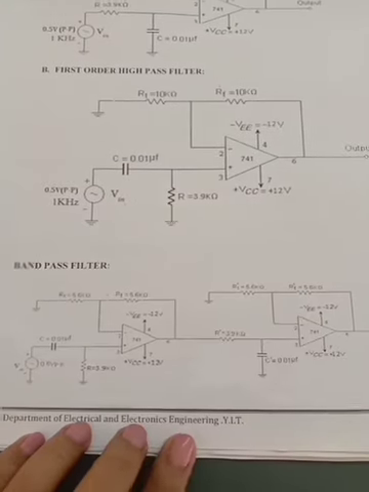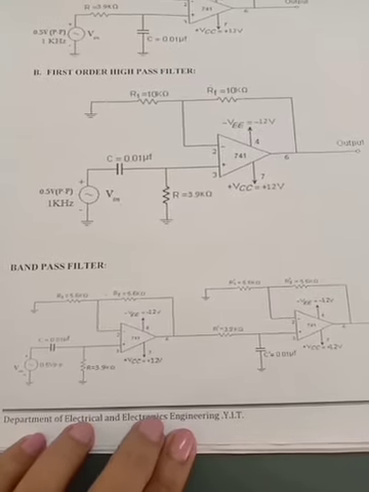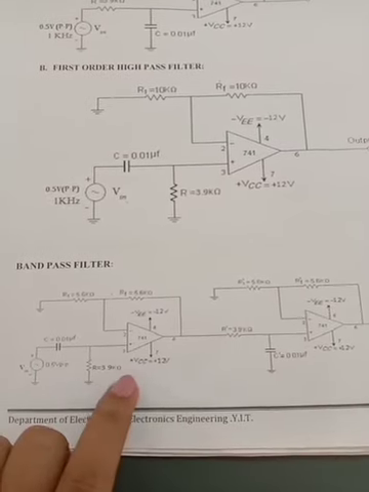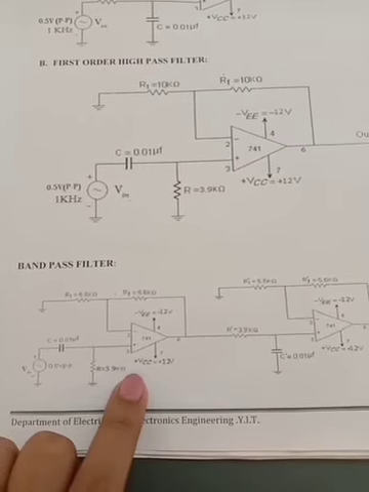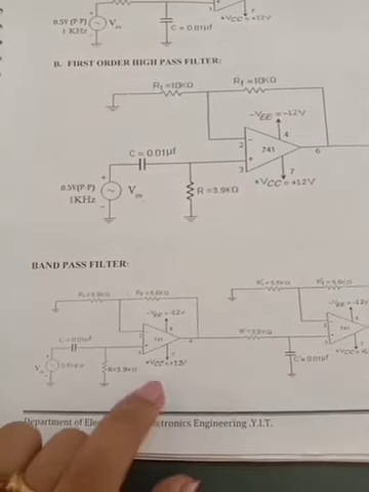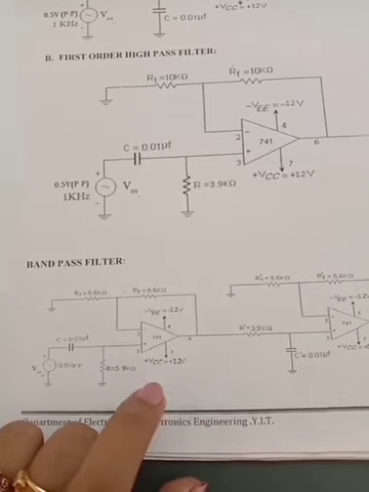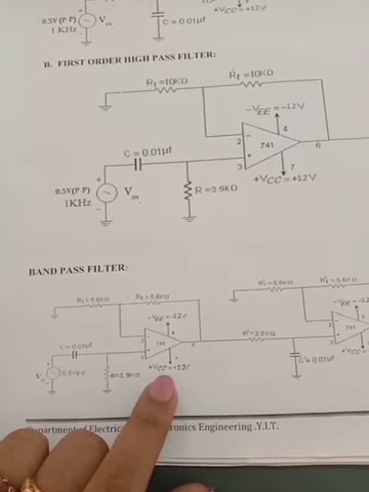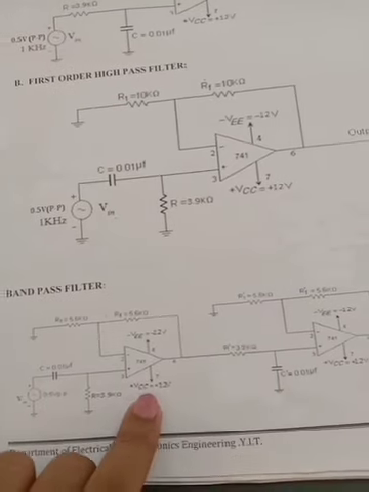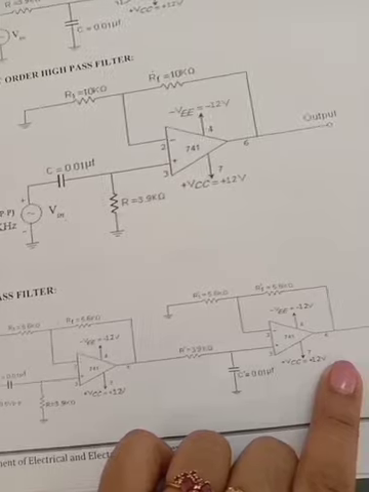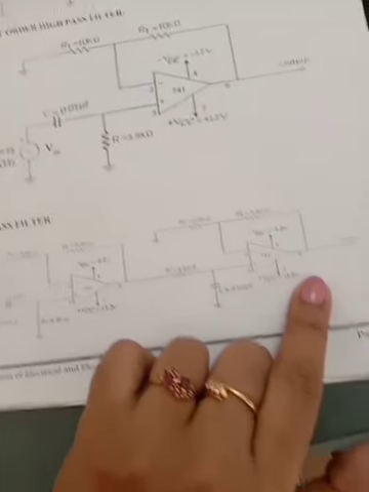Next, the third circuit is the band pass filter. A band pass filter is a combination of both high pass and low pass. The first part here is a high pass filter, and the second part is the low pass filter. So the output also we should get in the same manner. For the high pass filter, initially the value will be increasing, then it remains constant. Then for the low pass, initially constant, then the value must be decreasing.